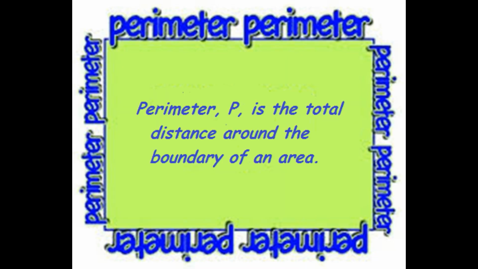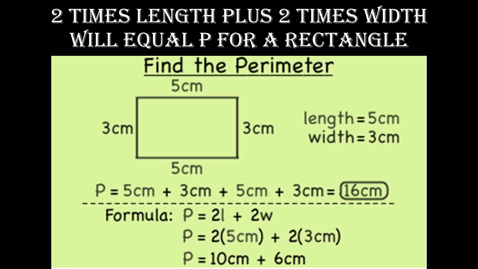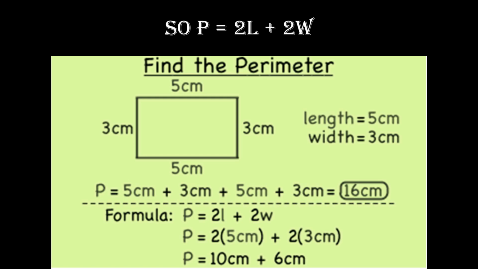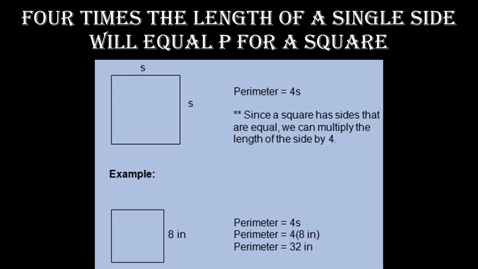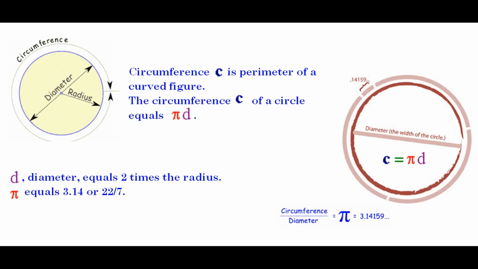Perimeter P is the total distance around the boundary of an area. The perimeter P of a polygon is the sum of all its sides. 2 times length plus 2 times width will equal P for a rectangle, so P equals 2L plus 2W. 4 times the length of a single side will equal P for a square, so perimeter P of a square equals 4S. Circumference C is perimeter of a curved figure. The circumference C of a circle equals pi D. D diameter equals 2 times the radius. Pi equals 3.14 or 22 sevenths.